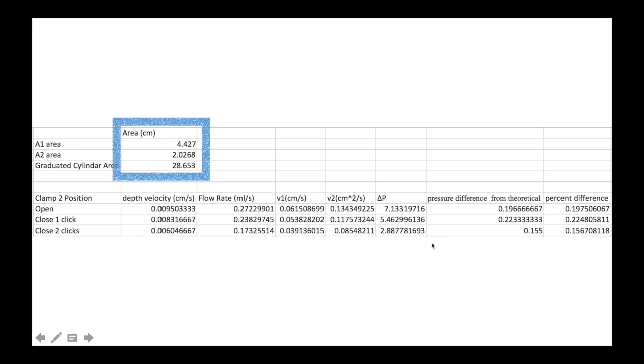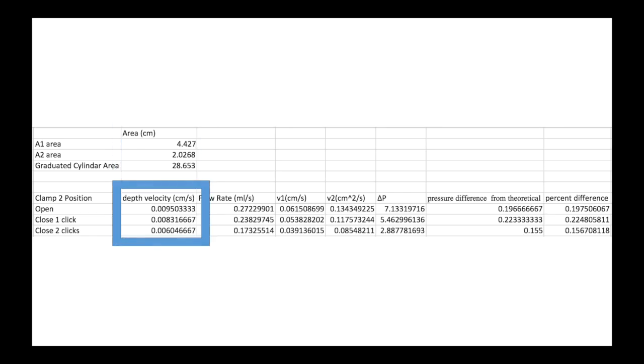For the fluid flow experiment, we found the area of the skinny part of the apparatus and the thick part. We called the skinny part A1 and the thick part A2. During the experiment, we used Pasco tools to record the change in depth of the water in the graduated cylinder.